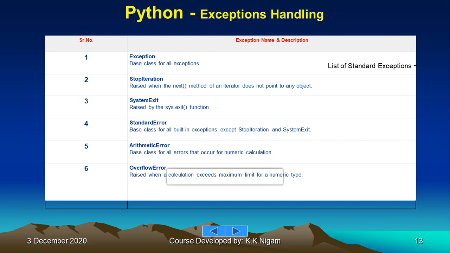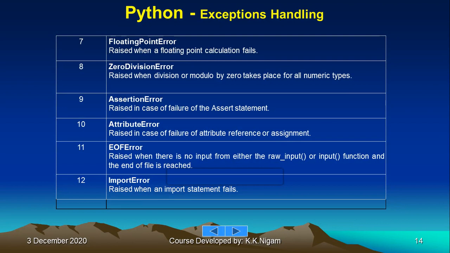Arithmetic error: base class for all errors that occur for a numeric calculation. Overflow error: raised when the calculation exceeds the maximum limit for a numeric type. So like that. Now in this case you will see floating point error: raised when a floating point calculation fails. Zero division error: raised when the division or modulo by zero takes place for all numerical types. Assertion error: raised in the case of failure of the assert statement.